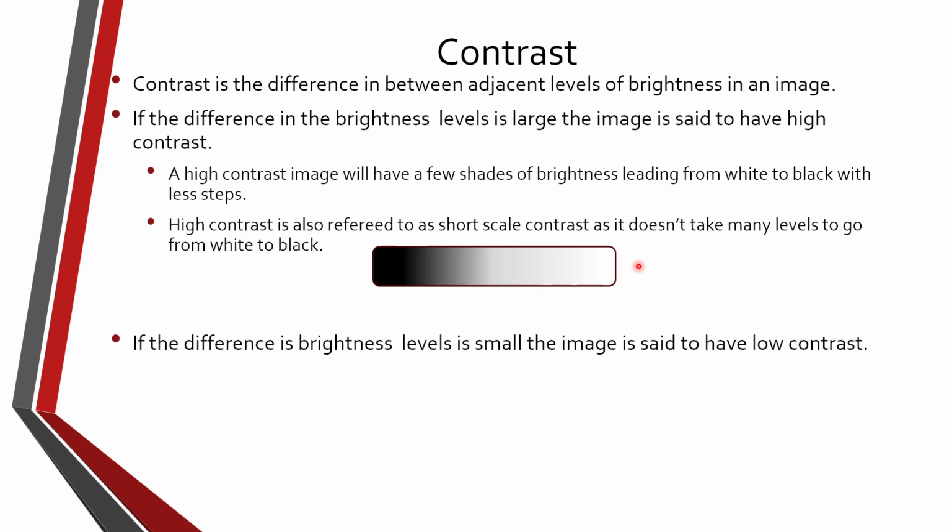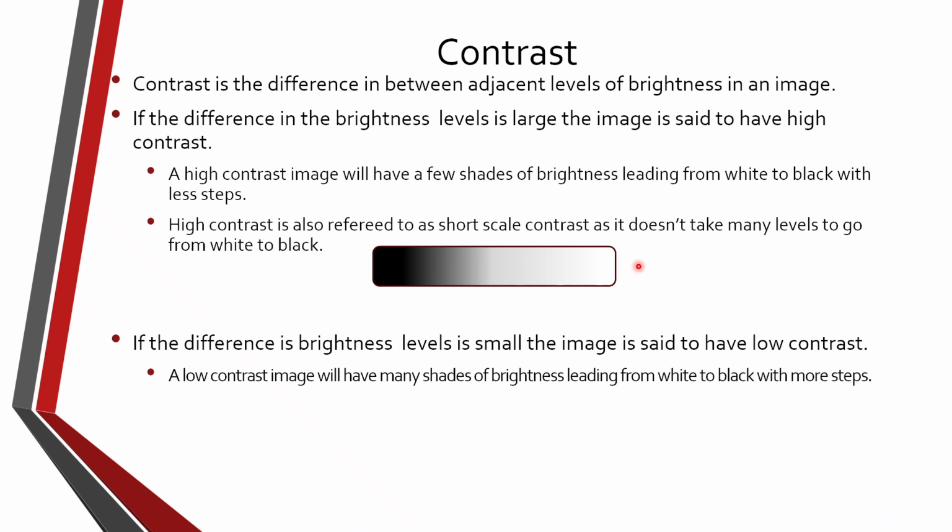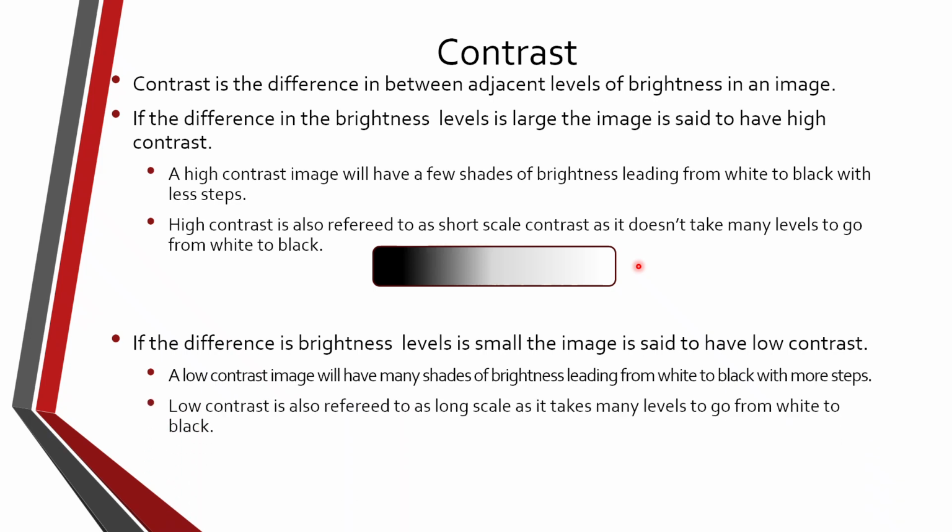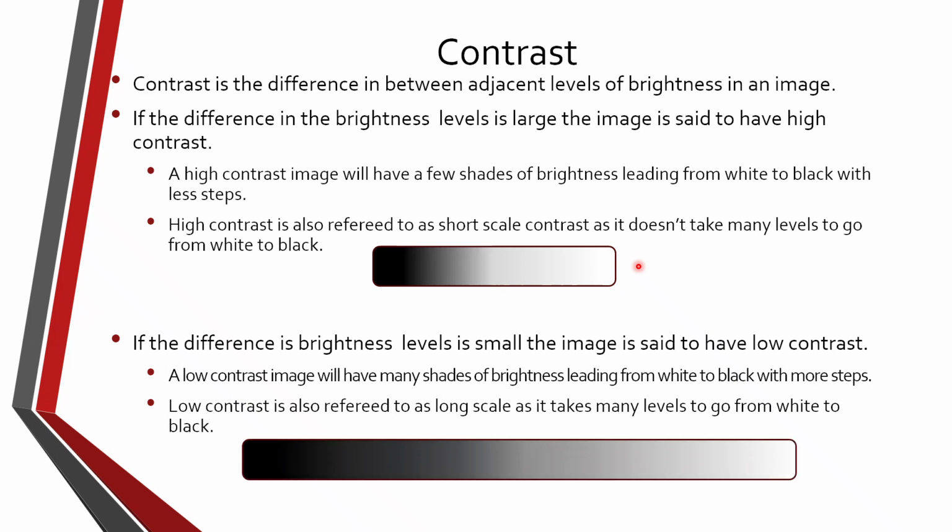If the difference in brightness levels is small, so there's a small difference in all the different brightness levels, the image is said to have low contrast. A low contrast image will have many shades of brightness leading from white to black, with more steps. So there'll be many more steps with a low contrast image than with a high contrast image. Low contrast is also referred to as long scale, as it takes many levels to go from the white to the black. And that can be seen here.